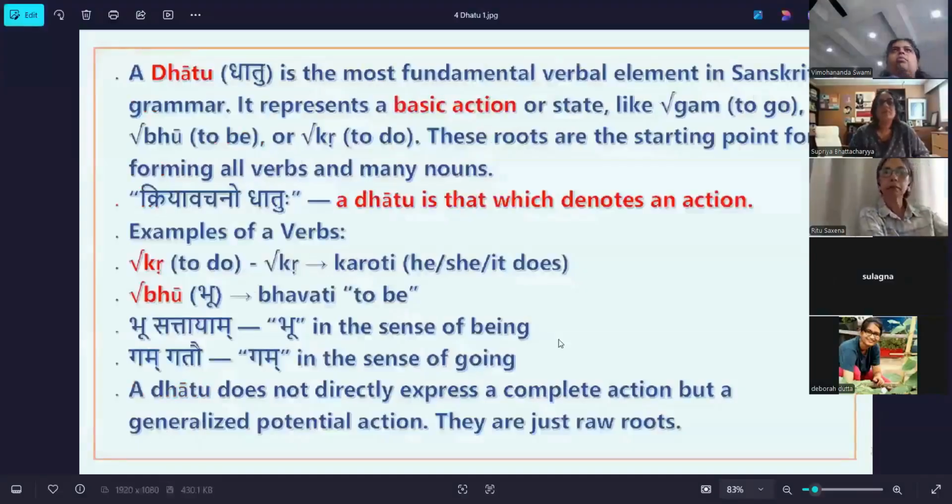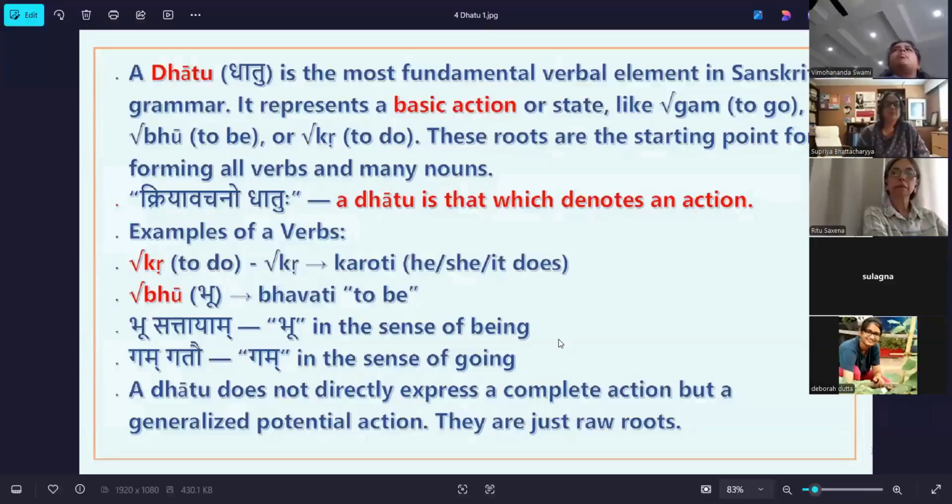Dhatu is the most fundamental verbal element in Sanskrit grammar. There is nothing before dhatu. It is the start. Before dhatu means only varnas you can say. But the verbal element dhatu is the start. It represents an action. Dhatu is always associated with action or state.